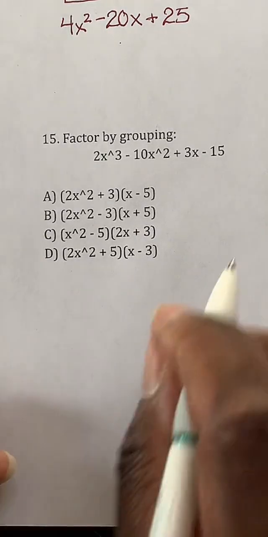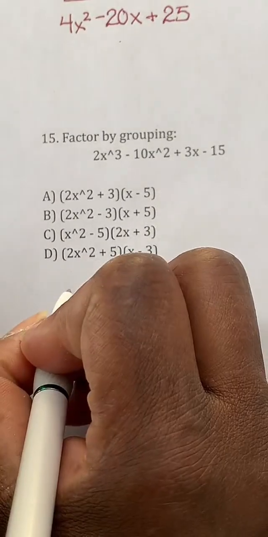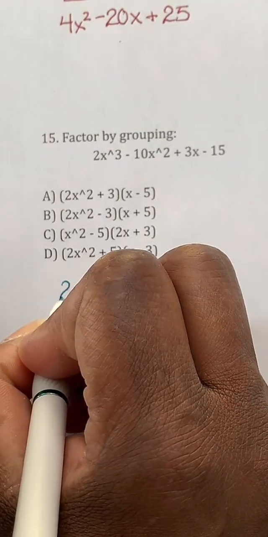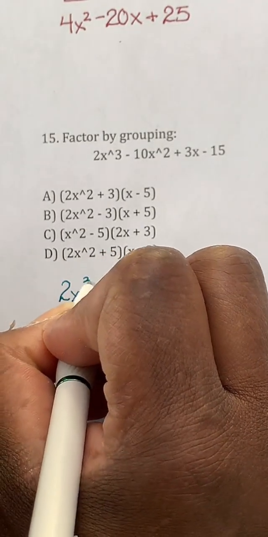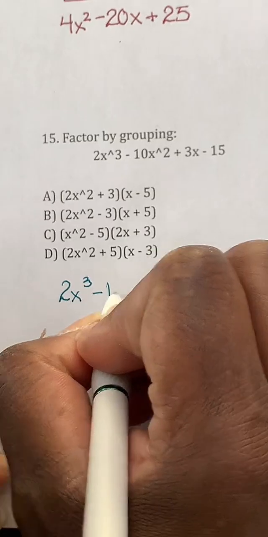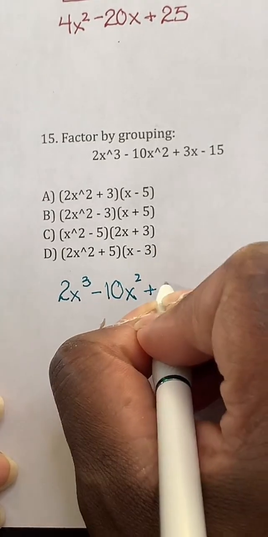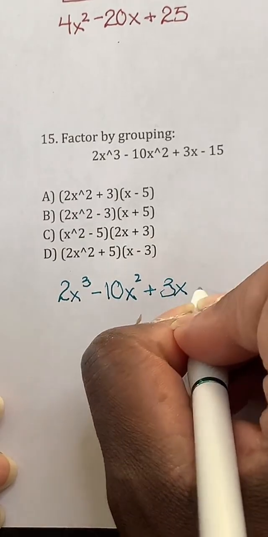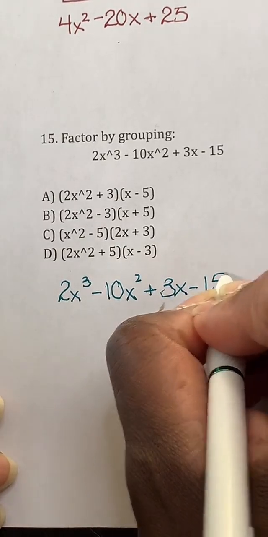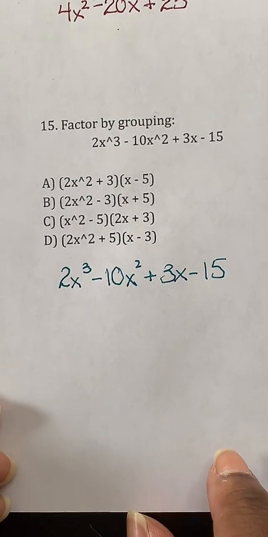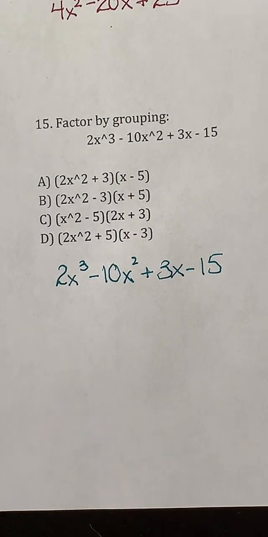So if I were to rewrite it, let me rewrite it and then I'm going to give you a moment on it. So you have 2x cubed minus 10x squared plus 3x minus 15. And we're going to solve this by factoring by grouping.